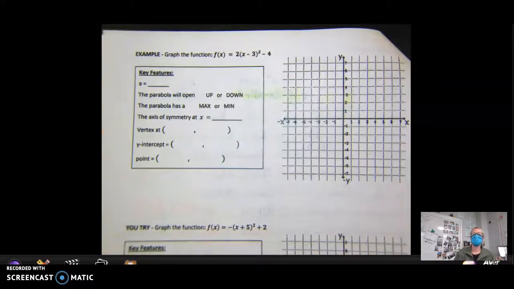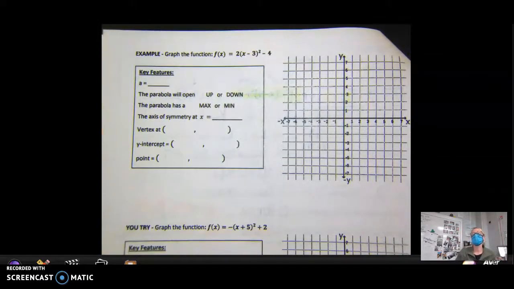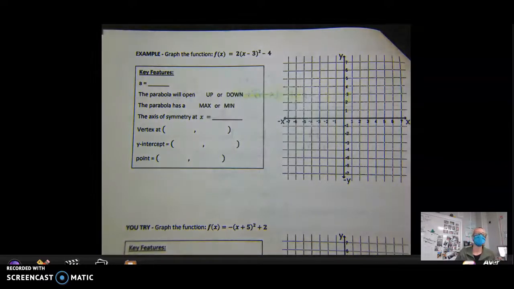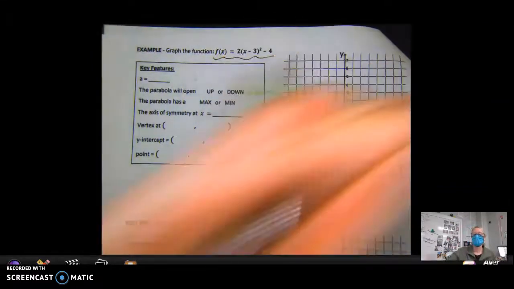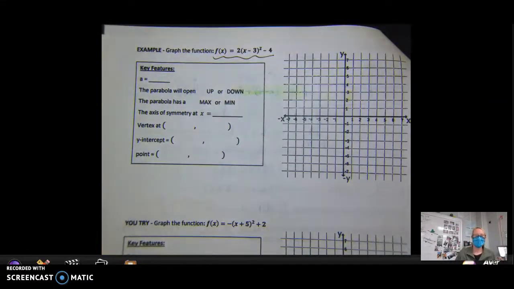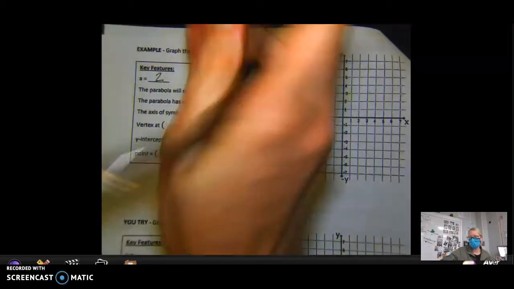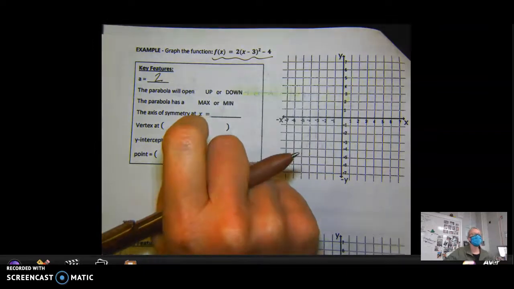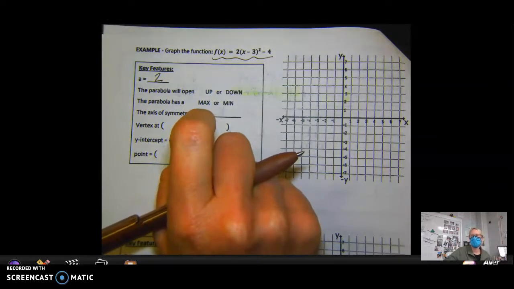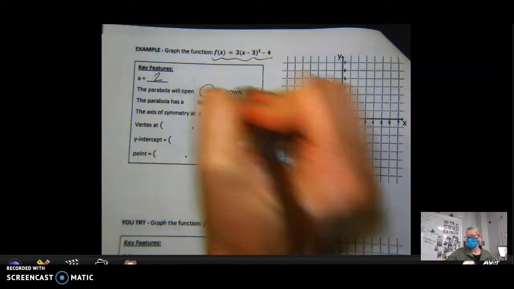Okay, so graph the function in vertex form. Remember, we are talking about vertex form and how to graph parabolas in vertex form. So this is the new form called vertex form. What is my a value of this equation? It's the number that's directly out front, so the 2. Because that is a positive 2, does the parabola open up or down? So is that a max or a min?